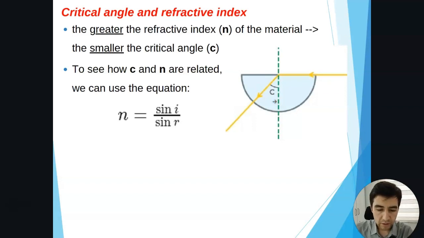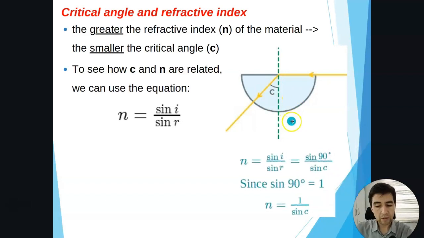But for simplicity, we will reverse the case. We will say the light is coming on the boundary and going along the radius. Just change the arrow, because this phenomenon is reversible. So what happens next? Put the values. In this case, the angle of incidence, as you see, is 90 degrees, right? The light is coming along the boundary, so it has 90 degrees with the normal. So sine i would be sine 90 over sine r, and the refraction angle would now be the critical angle, so sine C.